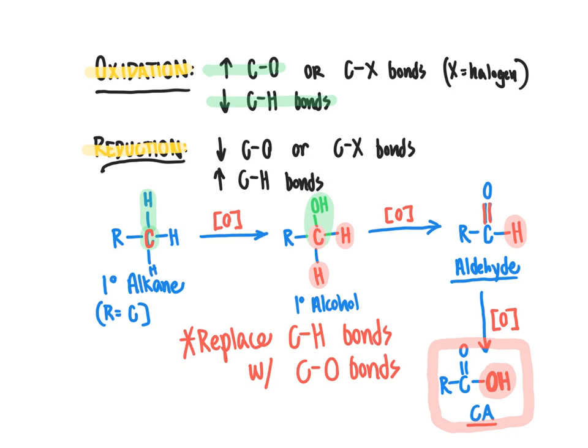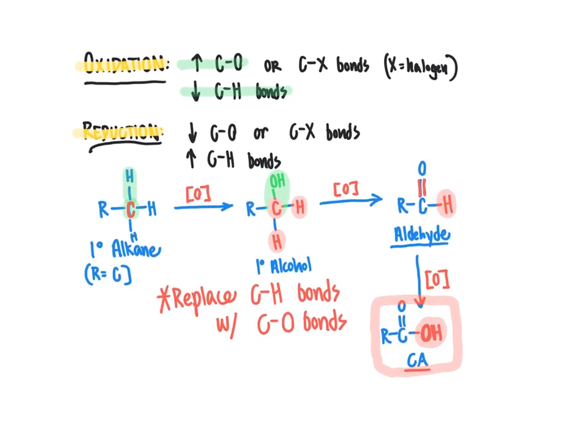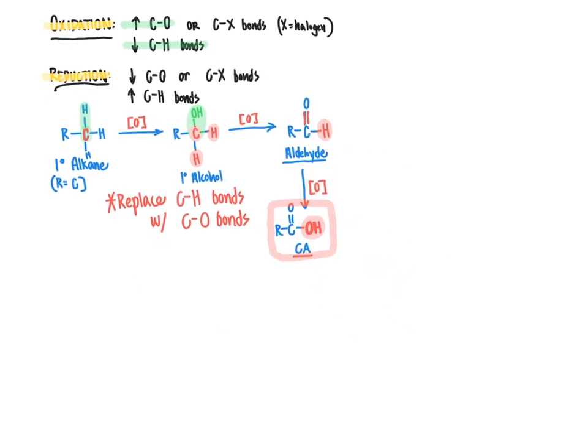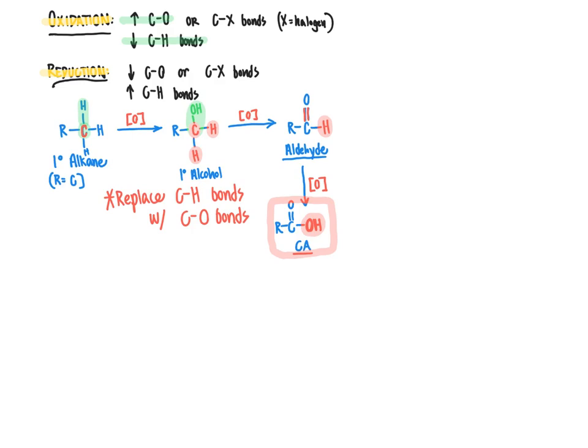Now this is the case that would happen if we started with a primary alkane, went to a primary alcohol, onto an aldehyde, onto a carboxylic acid, and so on. So what if instead of starting with a primary carbon, we started with a secondary carbon instead? How is that going to affect what we observe here?